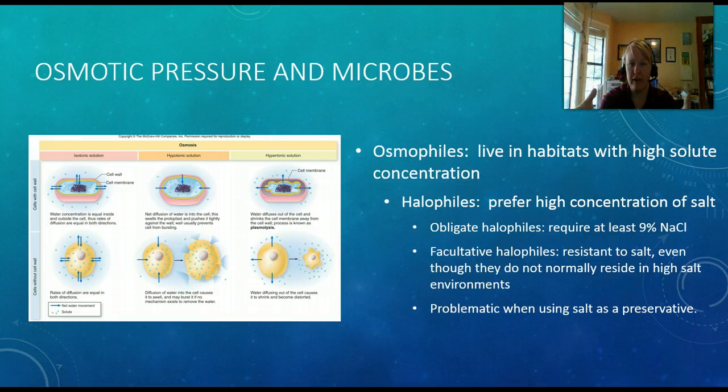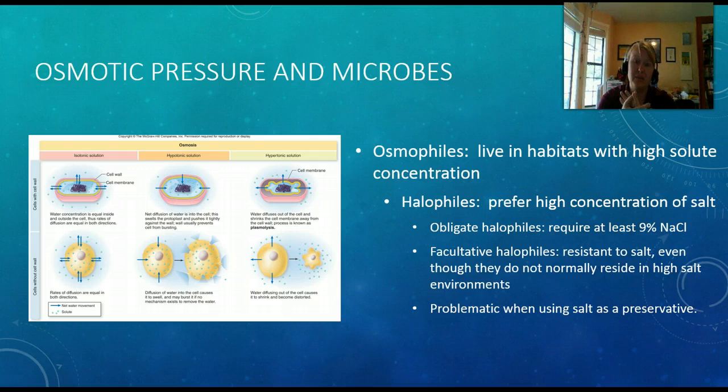Within osmophiles, we have one category we talk about specifically, and these are halophiles. Halophiles prefer high salt concentrations, and there are 2 types of halophiles. There are obligate halophiles. These guys can't grow in anything less than 9% sodium chloride solutions. And then there's facultative halophiles, where they're resistant to salt even though they don't normally live there. Now, this is problematic because if you think about how we used to preserve food, especially meats, way back when, before we had refrigeration, we would use salt.